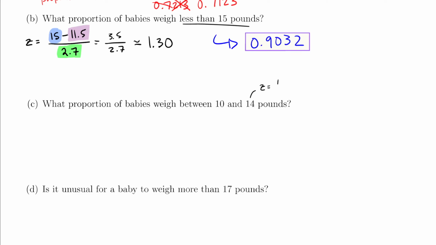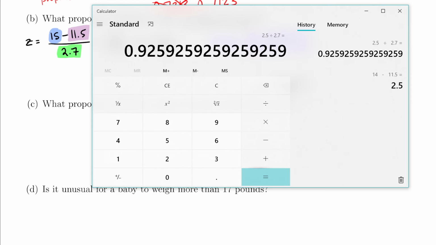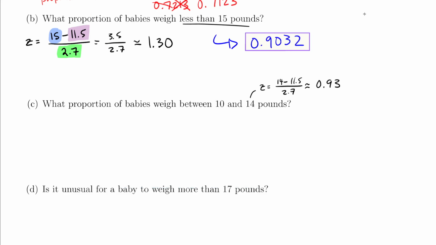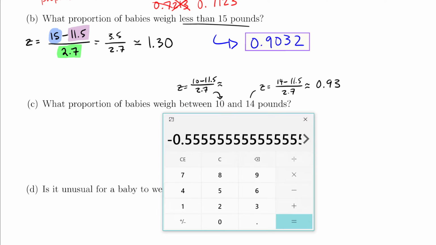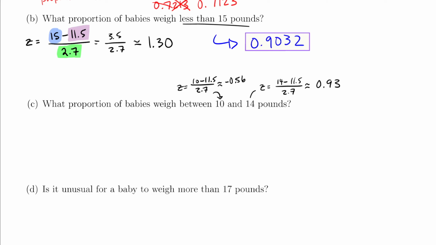My z-score will come from 14 minus 11.5, the mean, divided by the standard deviation of 2.7, and that will be a z-score of 0.93 when rounded. And similarly, let's find the z-score for 10. The z-score is 10 minus the mean and we'll get a z-score of negative 0.56 when rounded. So now that these are turned into z-scores, I can find the area before the larger z-score and subtract it from the area before the smaller z-score.